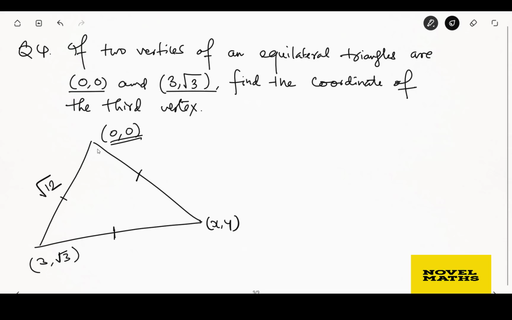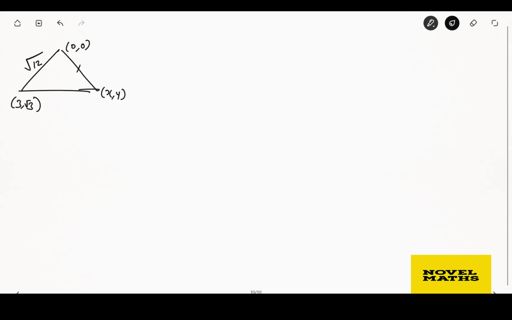X minus 0 plus y minus 0 whole square is equal to 12. So we will have two equations and we need to just solve the problem. One thing is very clear, the distance of these two lengths should be the same, right? So what is the distance here? X minus 0 square plus y minus 0 square, so that is x square plus y square, equals this distance, right? X minus 3 square plus y minus square root of 3 whole square.